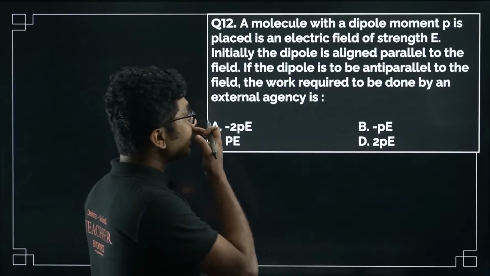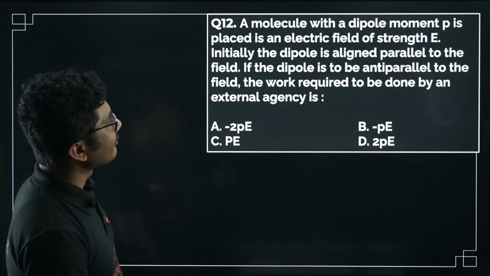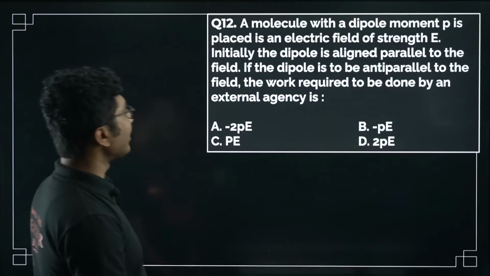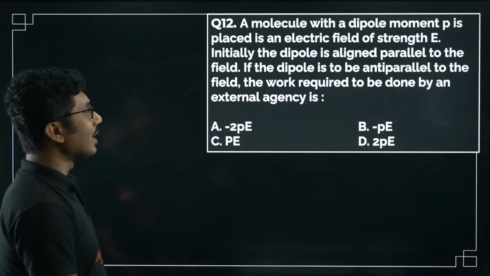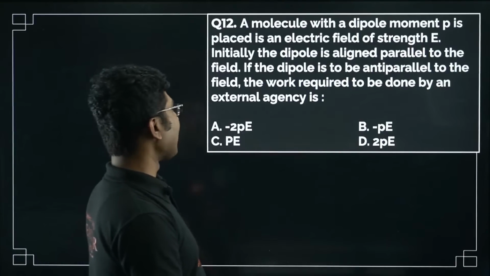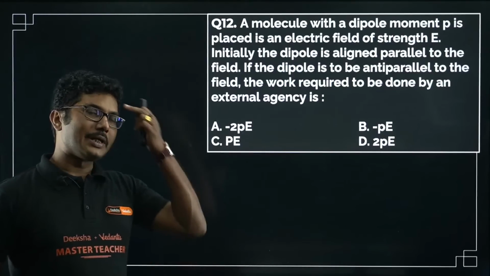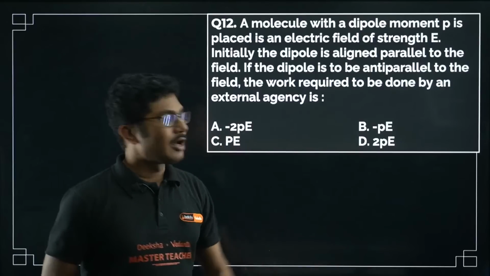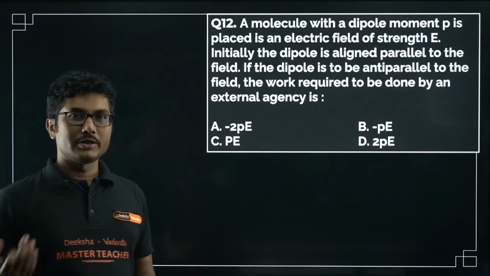A molecule with a dipole moment P is placed in an electric field of strength E. Initially the dipole is aligned parallel to the field. If the dipole is to be made anti-parallel to the field, the work required to be done by the external agency is. Now this is a very easy question, but if you don't know the principle, if you don't know how to solve it, you will not be able to answer. There are a lot of traps. If you make a small mistake, you answer it wrong, you will get 0 marks.